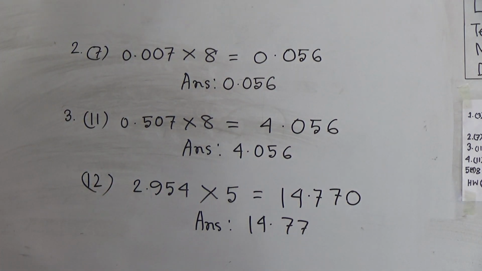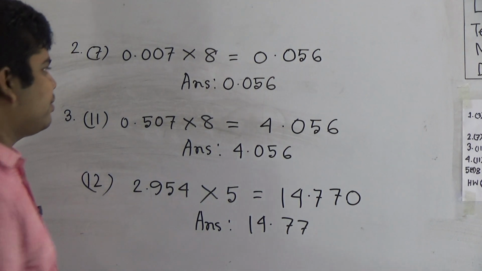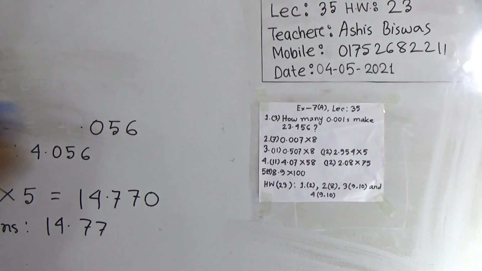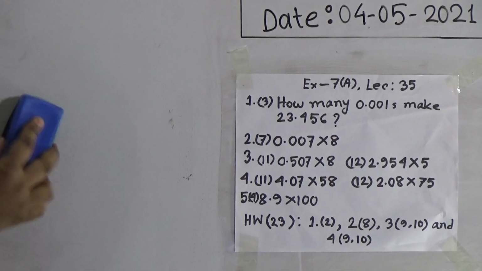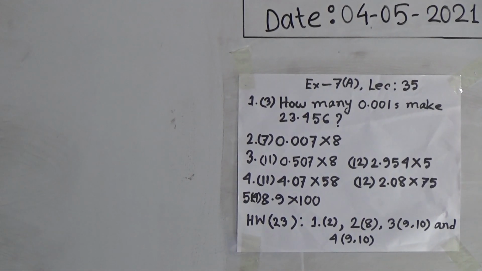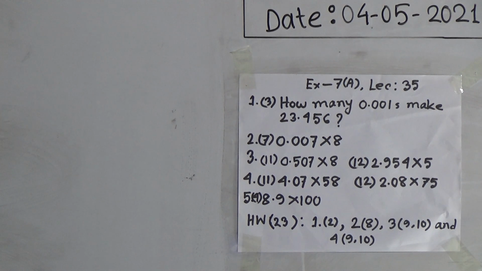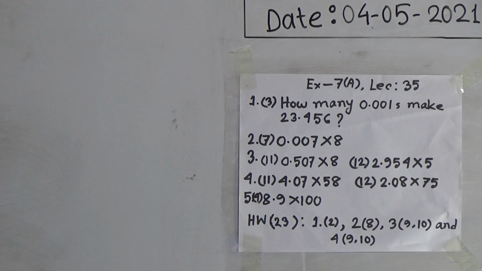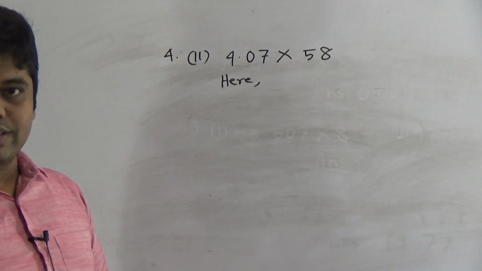Okay. Next we shall solve question number 4. Question number 11 is 4.07 multiplied by 58. So we write here, because it is multiplication by a 2 digit number.